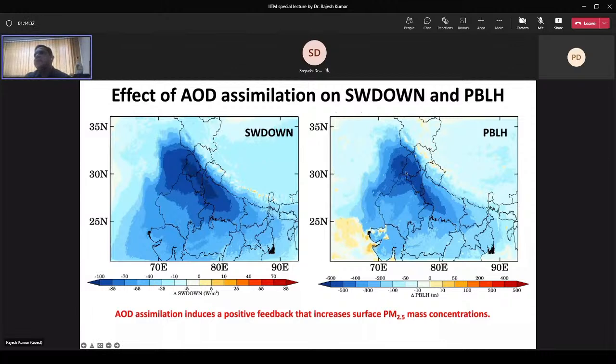The PBL height also reduces because of this increase in aerosols, and it decreases by about 500 meters on average, which means that now we will be mixing the emissions into a smaller volume. So this AOD assimilation also induces a positive feedback that increases surface PM 2.5 concentrations by limiting the mixing of emissions into a smaller volume.